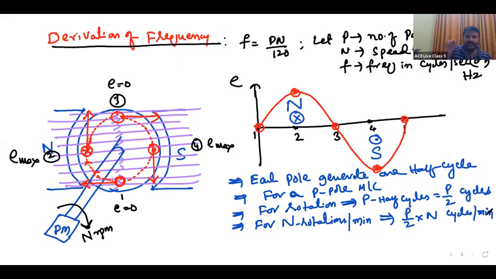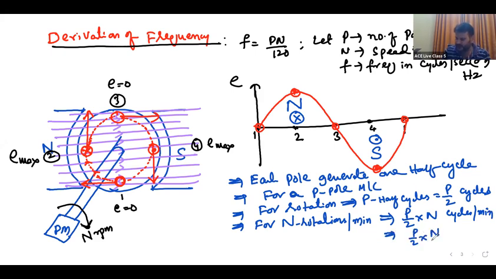But that is per minute or per second. N is rotations per minute. Therefore, P by 2 into N cycles per minute. Cycles per minute is not hertz. It must be converted into cycles per second. Hertz means cycles per second. That's the reason what we will do.